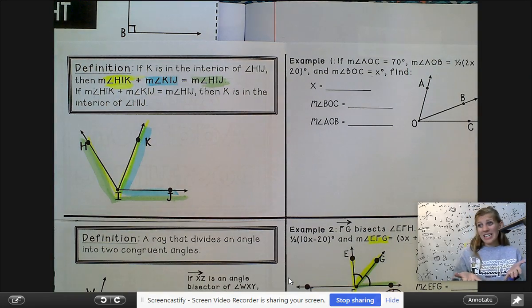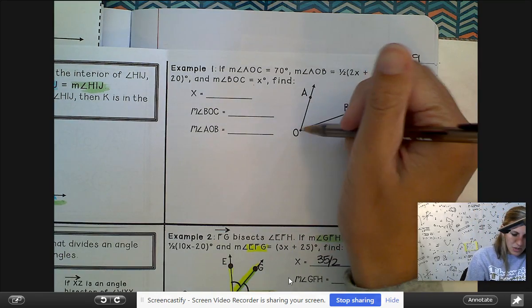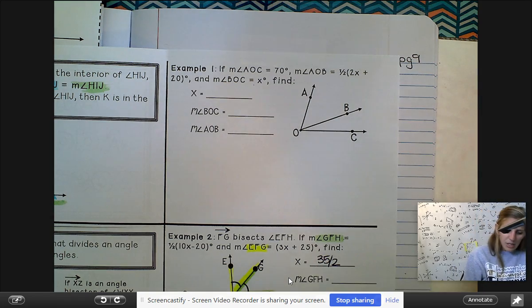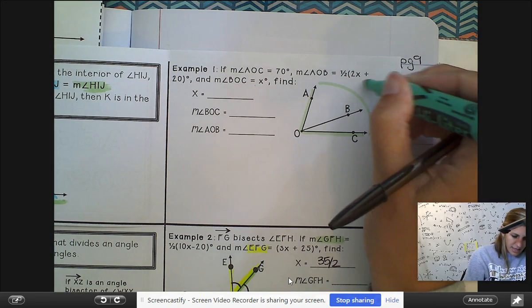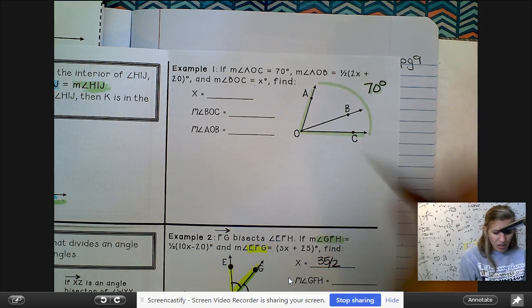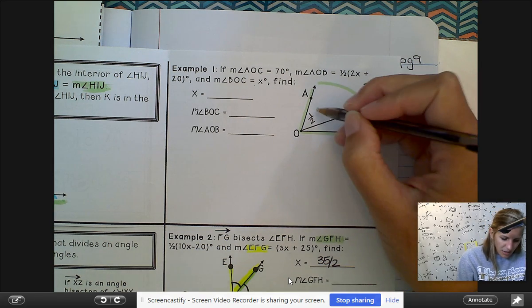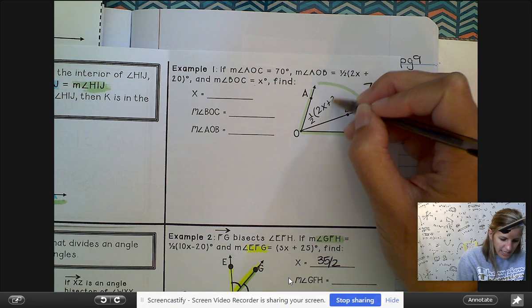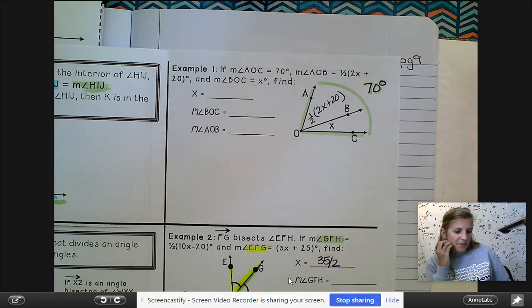Okay, so hopefully that makes sense. It's kind of like our segment addition, but now it's in angle form. We add up the two smaller pieces to get the large piece. And so if we try this example here, starting right off with a screwy one, the measure of angle AOC is the whole thing, 70 degrees. And then the measure of AOB right here is represented by the expression 1/2 (2x plus 20). And then BOC is x. Okay, we got all three things marked.